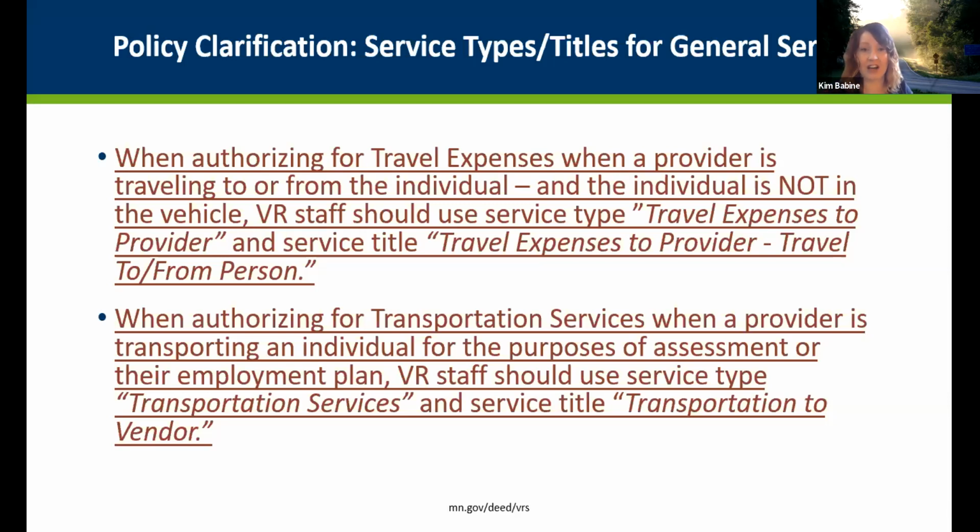And VR staff is authorizing for travel expenses, again, when a provider is traveling to or from the individual, and that's when the individual is not in the vehicle. VR staff will be using the service type travel expenses to provider and the service type title travel expenses to provider dash travel to or from the person. So then on the flip side, when a provider is transporting the individual for the purposes of their employment plan, VR staff will be using the service type transportation services and the service title transportation to vendor.